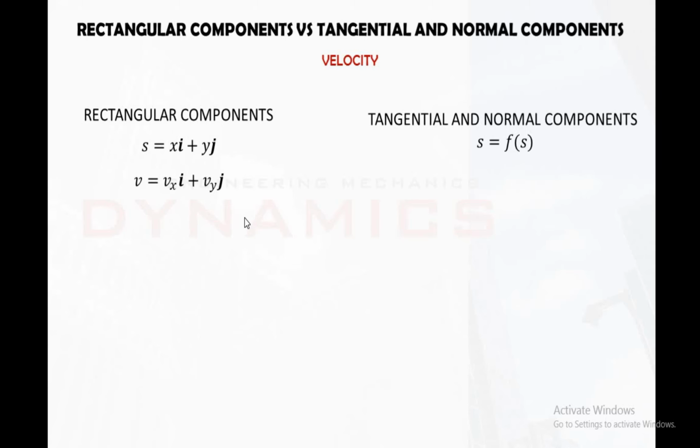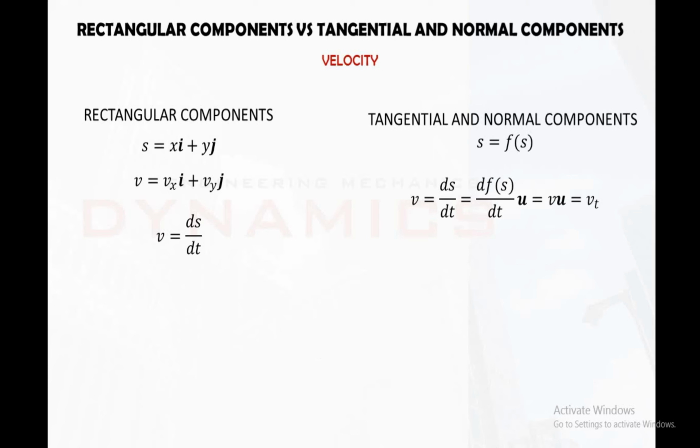And for velocity, in rectangular components, you have your x and y components for the velocity. And we also know, as we studied in rectangular components, that velocity is the derivative of your s or your distance with respect to time, or v is equal to ds over dt. The same in tangential and normal components: v or velocity is equal to ds over dt.